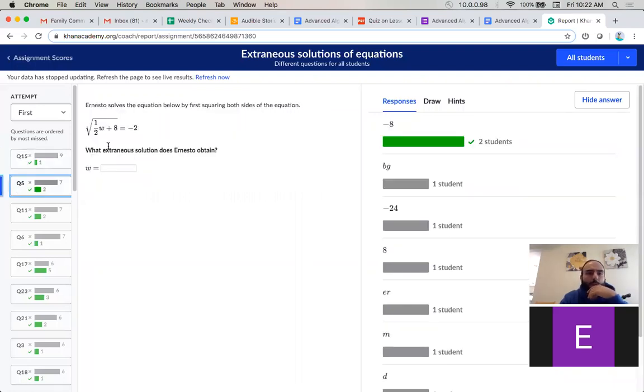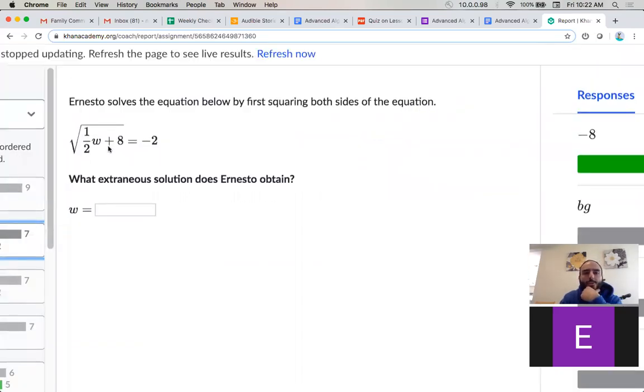And I've solved this as well. It says, Ernesto solves the equation below by first squaring both sides of the equation. What extraneous solution does he obtain? And before we do anything, can I ask you a question? Something about this equation is not right. Think about what we're being asked to do. We're being asked to find the square root of something, right? And we're told that answer is what kind of a number? A negative number. Why is that a problem?